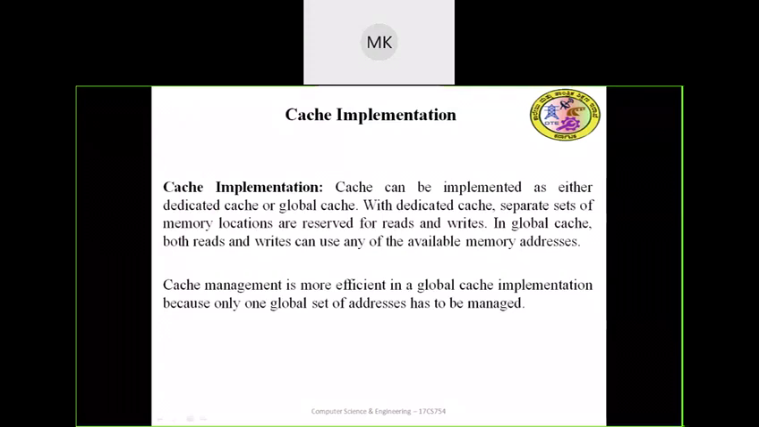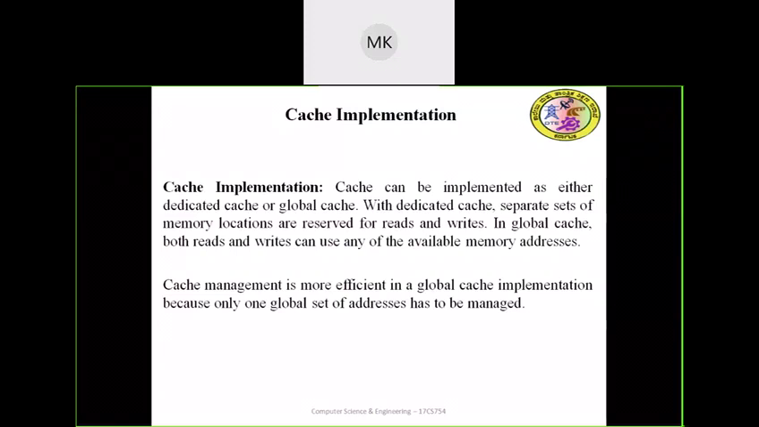Good evening, everyone. Today's class we are going to discuss the cache implementation. Cache can be implemented as either dedicated cache or global cache. With dedicated cache, a separate set of memory locations is reserved for reads and writes. In global cache, both reads and writes can use any of the available memory addresses.